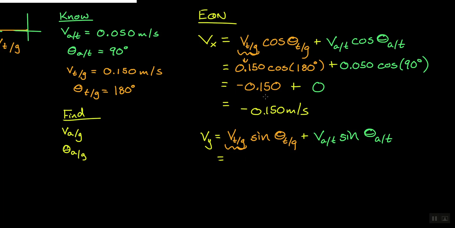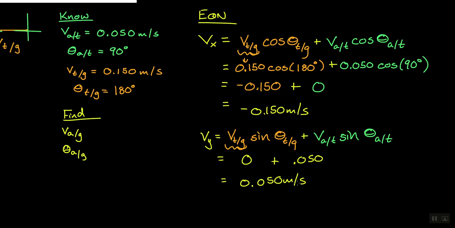We had 0.15 times the sine of 180. That's a 0. Okay, plus 0.050 times the sine of 90 becomes 0.050. Okay, I see that in the y direction then, my ant relative to the ground, where we're at right now, is walking at 0.050 meters per second. Now, this problem we could have tackled a bit easier, but we're making sure that we can see how this shakes out.